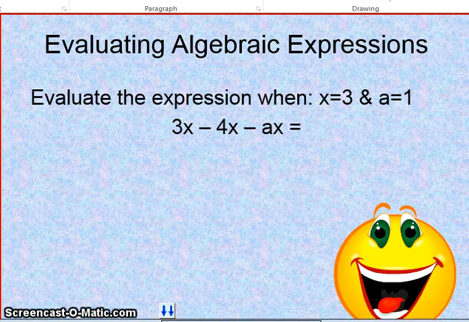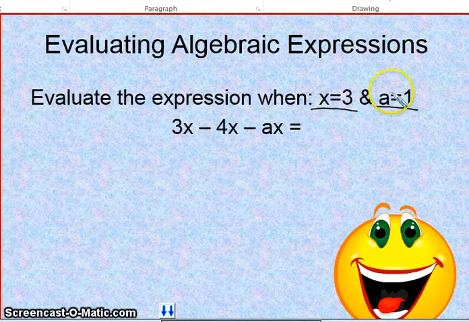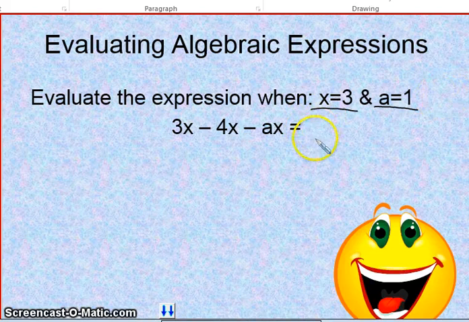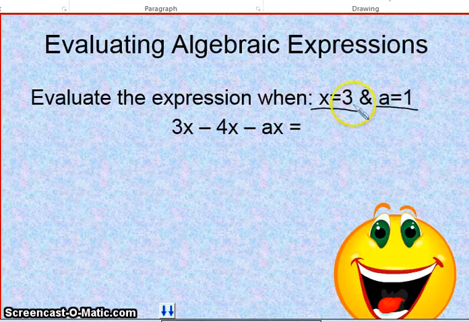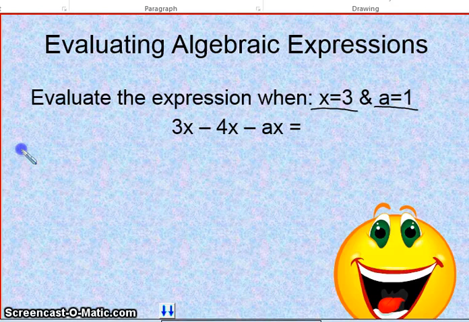We need to evaluate the expression when x equals 3 and a equals 1. See, we're given the values that the variables stand for. Now we need to plug these values in everywhere we see that variable in the expression, and then we can use order of operations to simplify. So everywhere I see an x, I'm going to plug in 3, and everywhere I see an a, I'm going to plug in 1. So I'm going to rewrite my expression, but with numbers instead of those variables.